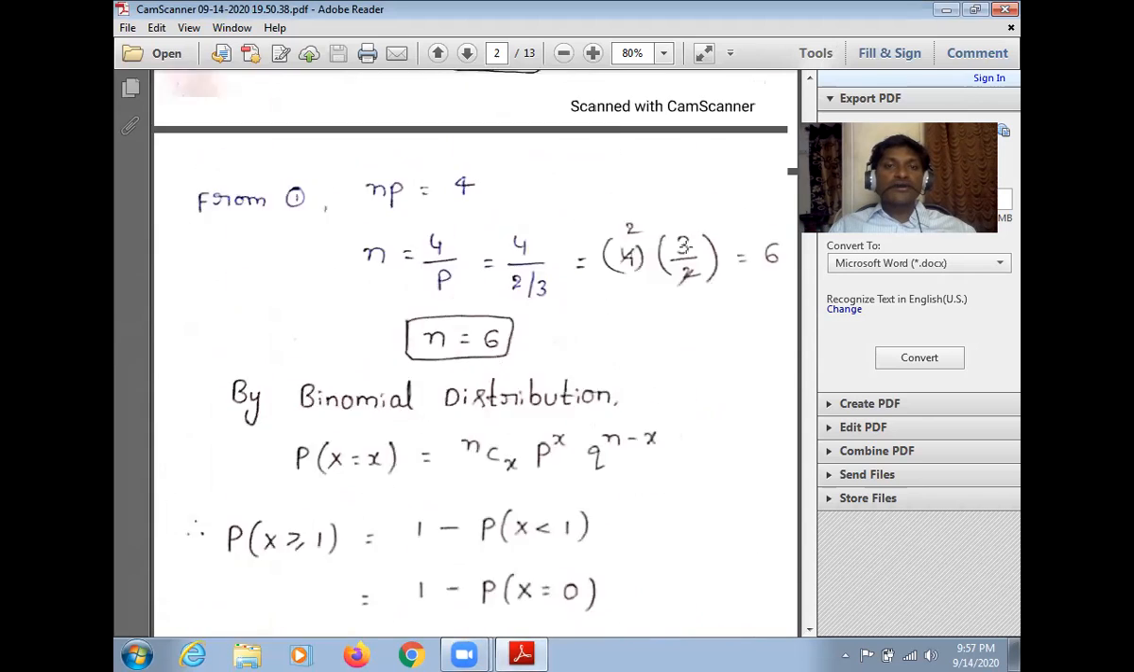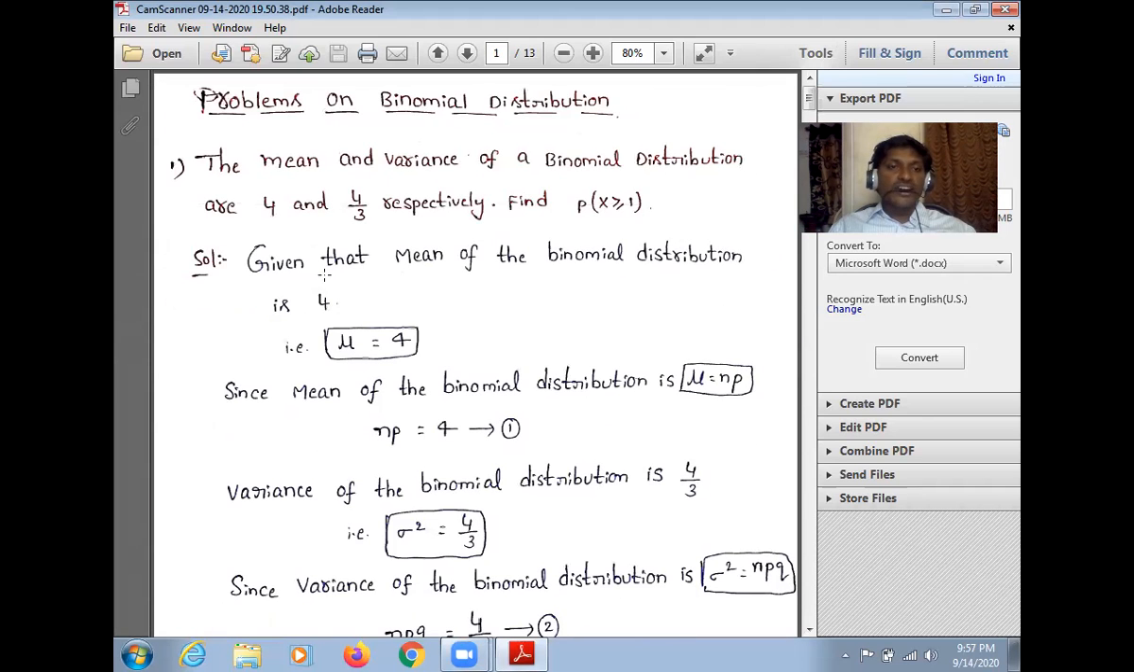So once again we'll see that. Here, the mean they give, so we wrote it here, mu is equal to 4, and next the variance they give, sigma square is equal to 4 by 3. This is given in the problem.